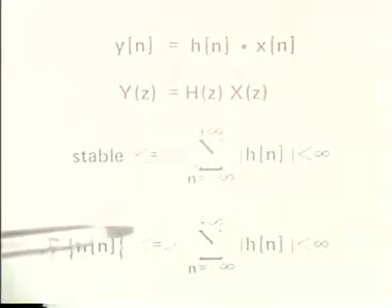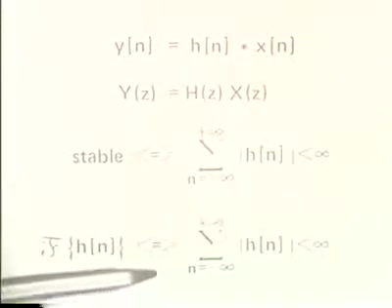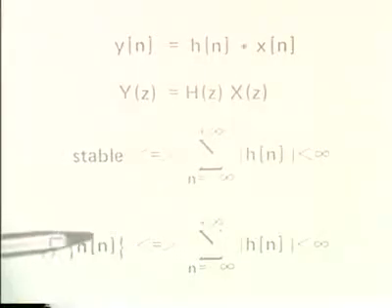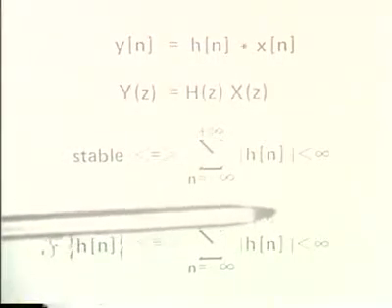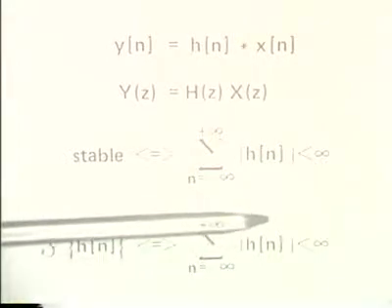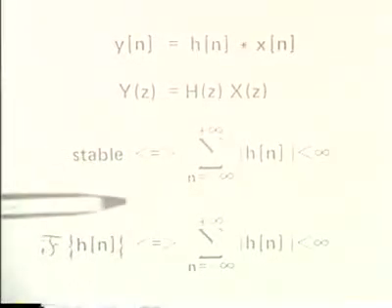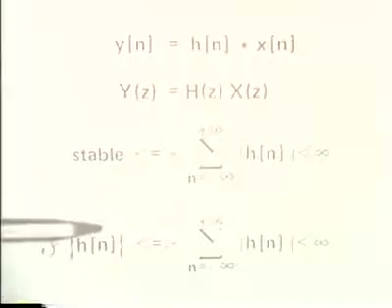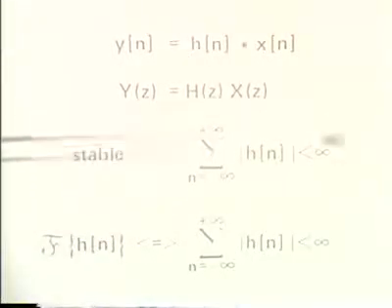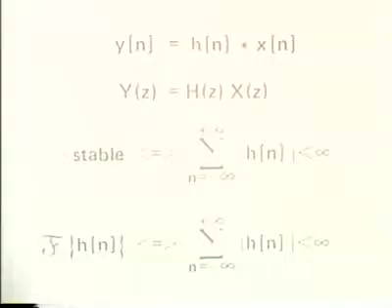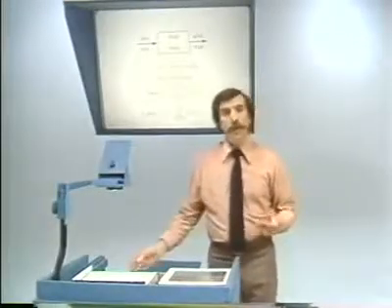Furthermore, when we talked about the Fourier transform of a sequence, it converges if the sequence is absolutely summable. So in fact, the condition for stability of a system and the condition for convergence of the Fourier transform of its impulse response are the same condition, namely absolute summability. Now, what does this mean? What it means is that if the Fourier transform converges, that means that the z-transform converges on the unit circle.